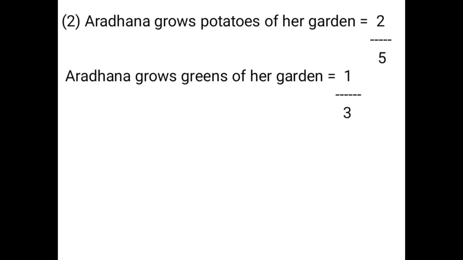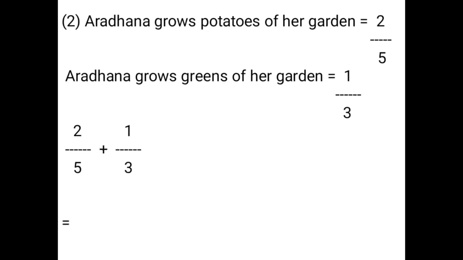Aradhna grows both potatoes and greens of her garden. You have to take addition fraction. That is 2/5 plus 1/3. Both the denominators 5 and 3 on both the fractions are prime numbers. First fraction 2/5 to multiply on numerator and denominator, you have to take opposite denominator 3. Means you have to write cross multiplication form.